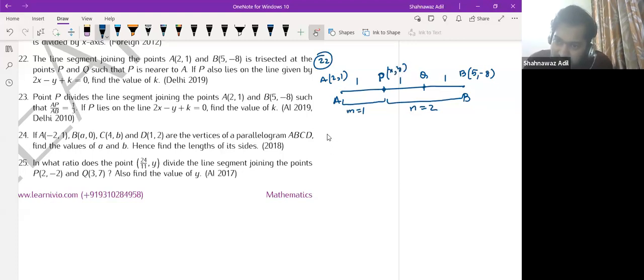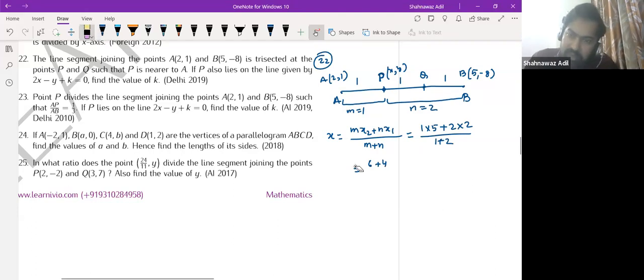So x would be m x2 plus n x1 divided by m plus n. So this m is 1, x2 is 5, plus n is 2, x1 is 2, divided by 1 plus 2. So then what will be 5 plus 4 by 3. So this is 9 by 3, which is 3. So x is 3.